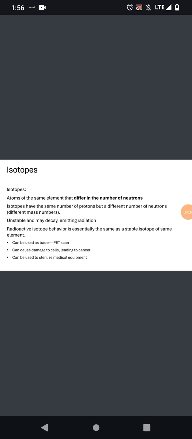It can be used as a tracer, as in a PET scan. It can cause damage to cells leading to cancer. It can also be used to sterilize medical equipment.